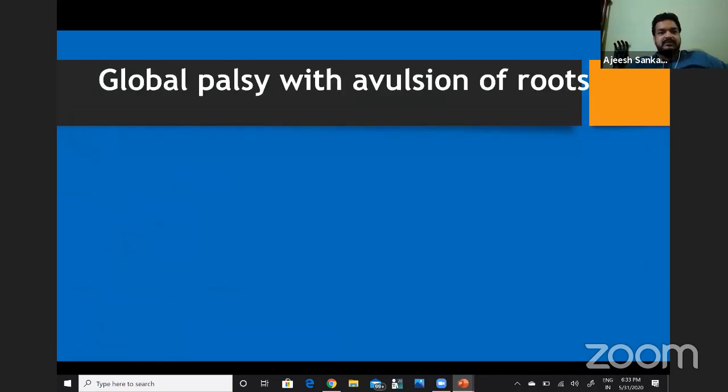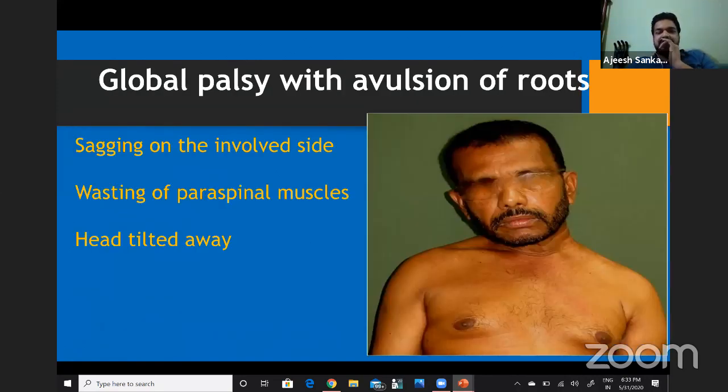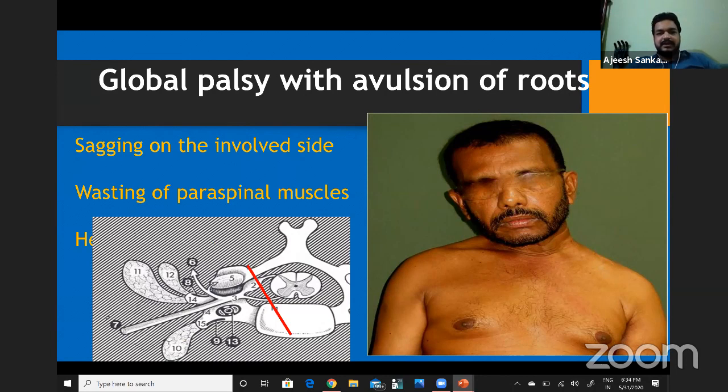So in a global palsy with avulsion of the roots, again, as I said, there can be a sagging on the involved side. So this patient, we have a sagging on the left side, because actually the trapezius is also weak, which means that the shoulder level droops. And from the back, we would be able to find the wasting of the paraspinal muscles. And since the paraspinal muscles on one side are not acting, the head is automatically pulled away to the non-injured side by the paraspinal muscles on that side. So in this patient, when we get this appearance, it straight away suggests to us that the injury should be somewhere here. It should be a preganglionic injury.